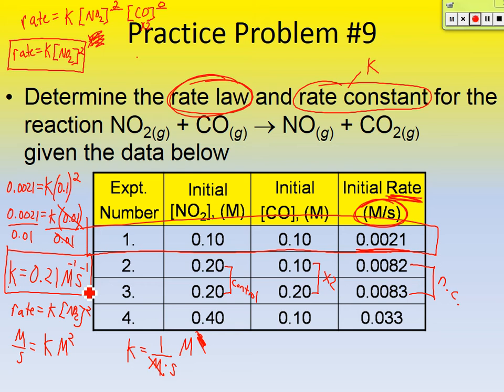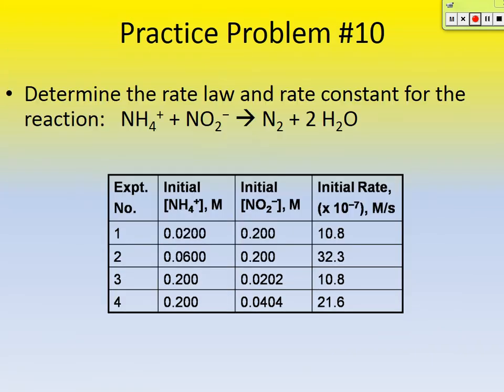Okay, that was practice problem number 9, so I've got 10, 11, and 12. I've got 3 more practice problems. Did we get that one right? Yes, we did. Okay. Practice problem number 10. It's exactly like number 9. I want you to write the rate law and calculate the rate constant. Here's your experimental data.